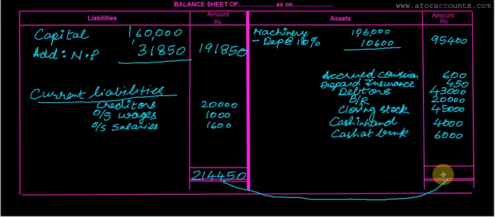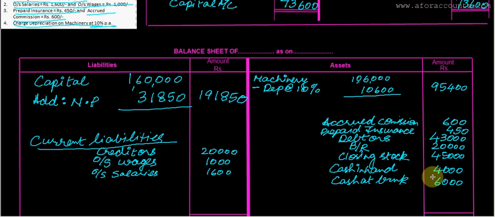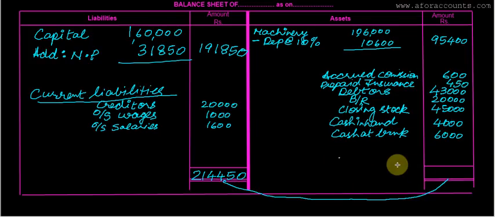Then only it is right, otherwise you have made some mistake. So machinery after depreciation is there. Then we have all our assets here. Take the total, it should come to 214,450. Pick up your calculators.